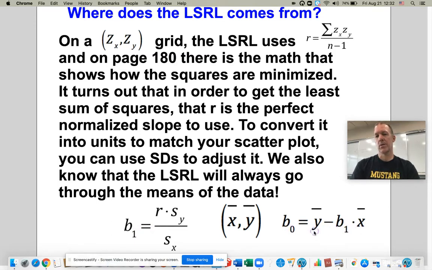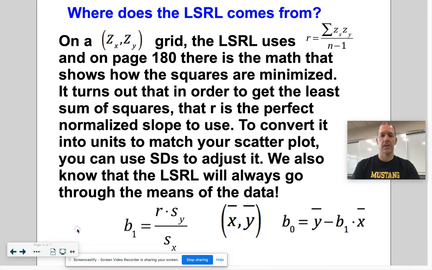This is just a rearranged version of the equation of a line. But one special thing has been changed. Besides the slope that I now have figured out, I'm going to add in the fact that the center of my x direction and the center of my y direction will always be on my least squares regression line.